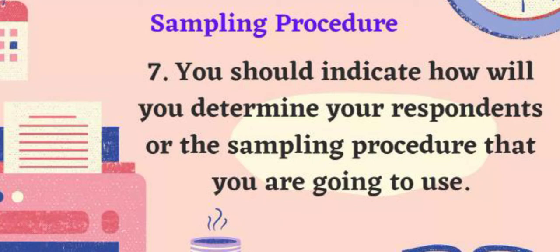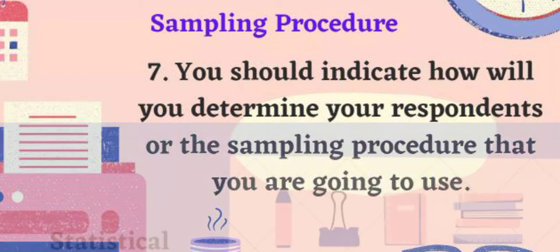So I will just give you some of the sampling procedures that you can do. We have the probability sampling procedure, simple random sampling procedure, systematic sampling procedure, stratified sampling procedure, or the cluster sampling procedure, and also you can make use of the purposive sampling procedure. In the purposive sampling, you are going to set a criteria, and only those people who would fall under that criteria can be included or can be part of your study.